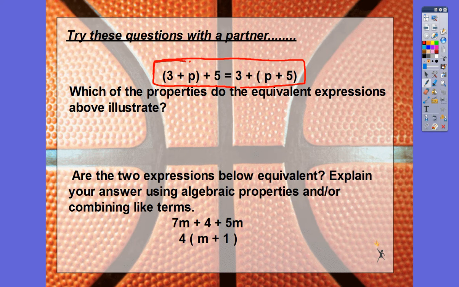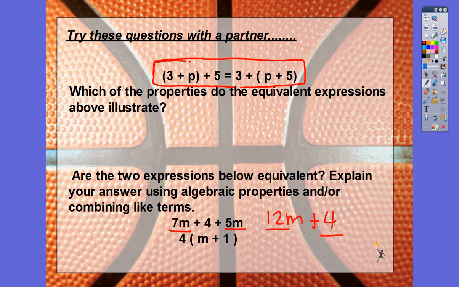Are these two expressions below equivalent? Explain. Okay, so when we look at these, we see that first of all, we can combine some like terms, okay? And since the two of these are different, I would go out on a limb and guess along with the kids that this is probably the distributive property. So I'm going to rewrite this as 12m plus 4.